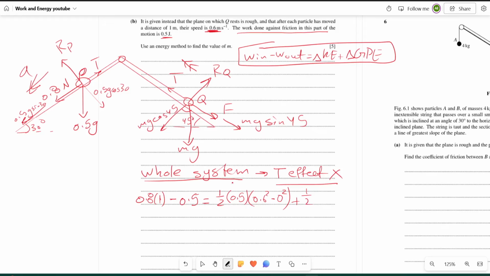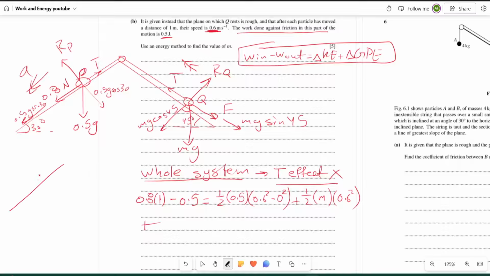Don't forget that because we're taking both particles. So half times mass of Q, which is m. Velocity final for Q is going to be the same because it's an inextensible string. So 0.6 squared minus 0 squared, which is basically just 0.6. Plus change in gravitational potential energy. This is a little bit tricky.